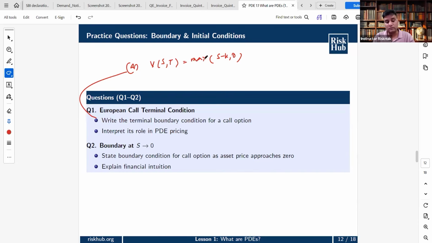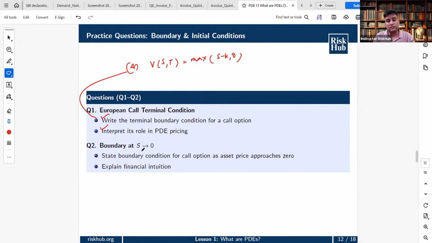Start the backward solution. Black-Scholes PDE: solve from T to today. Ensure uniqueness. Without it, many prices could satisfy the PDE, right? Then we have the boundary at S comma 0. So I have done this part both.